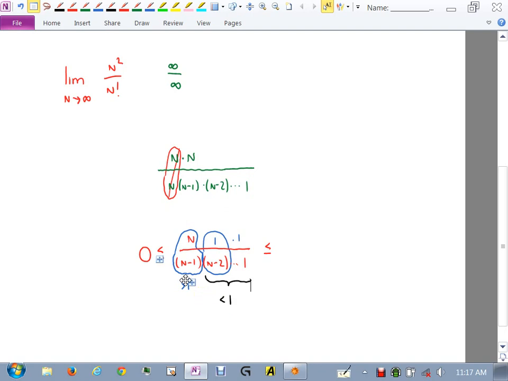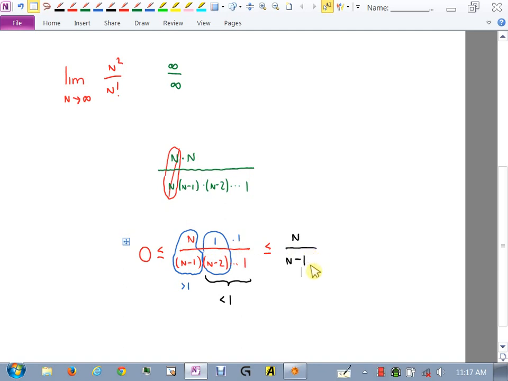Agreed? So if I take this right here, which I said was already bigger than 1, and I multiply it times something smaller than 1, do you agree that that's less than or equal to that? Do you agree with that? Yes? Because if all this junk right here is smaller than 1, multiplying it times this would make it smaller than just that, right?